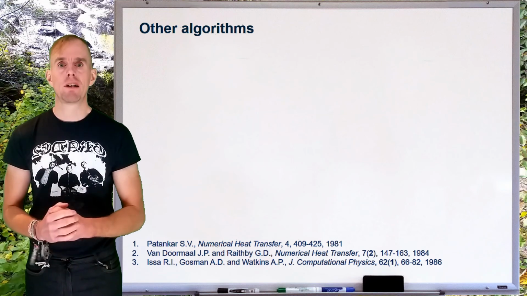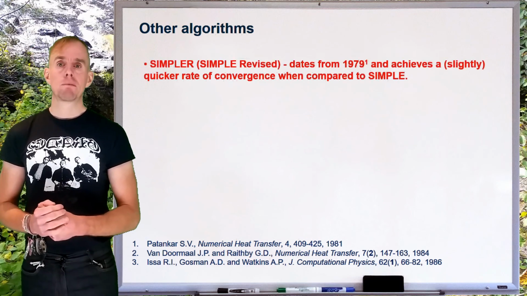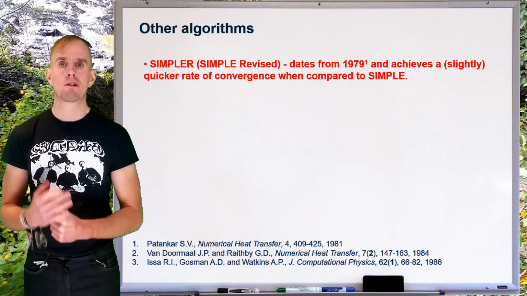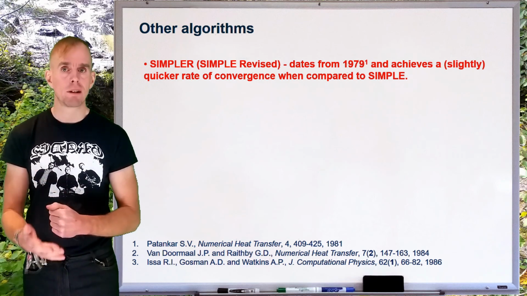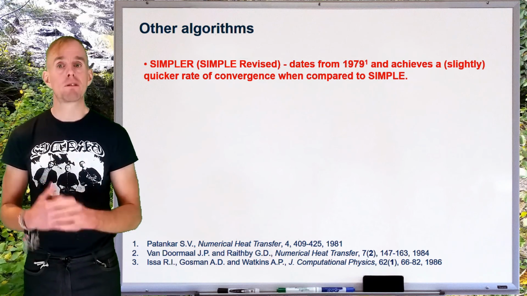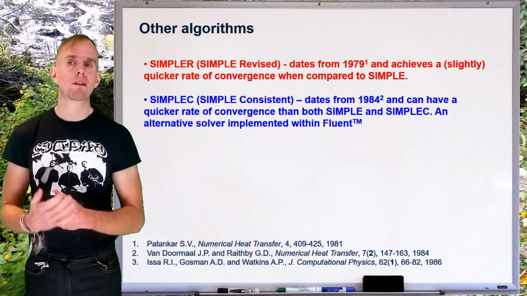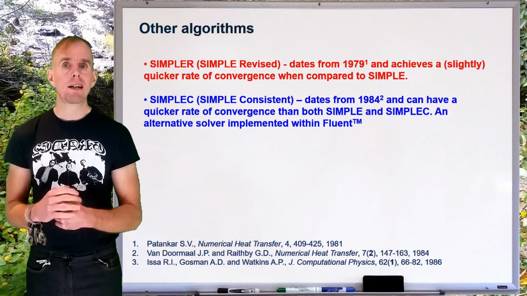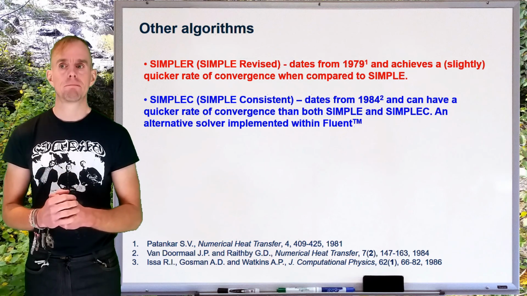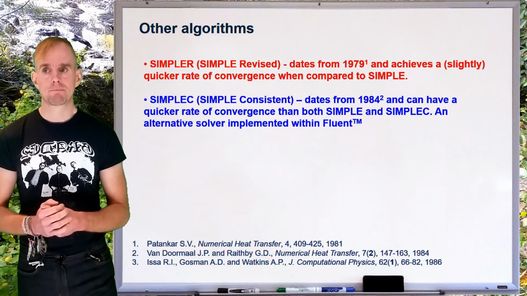A lot of time has passed since 1972 and other algorithms have been developed. Algorithms have been developed that have been revisions and extensions of the simple algorithm. So you might come across SIMPLER, simple revised, it dates from 1979, and might achieve a slightly quicker rate of convergence compared to simple, depending on the problem. You may also come across SIMPLEC, which is called Simple Consistent. It dates from 1984, and again is slightly quicker still at converging than both simple and SIMPLER. It is one of the alternative solvers that you'll find implemented within Fluent.